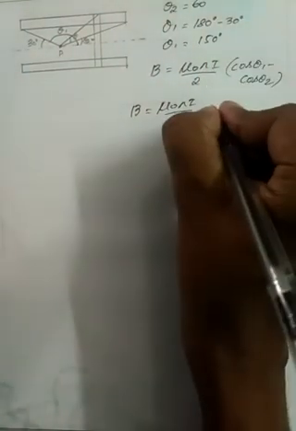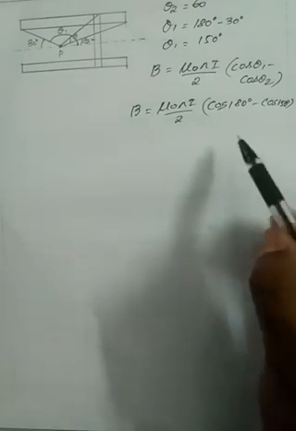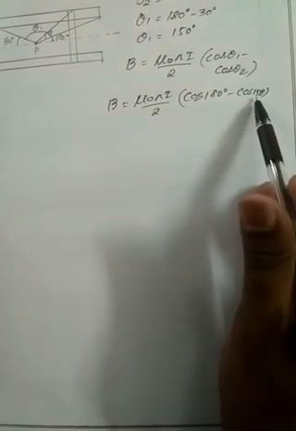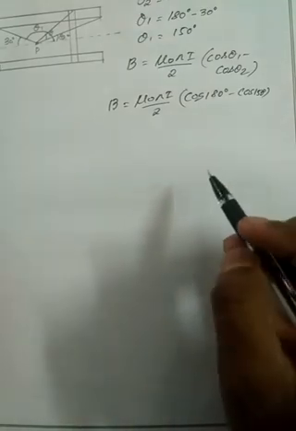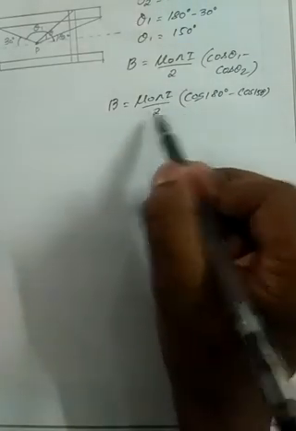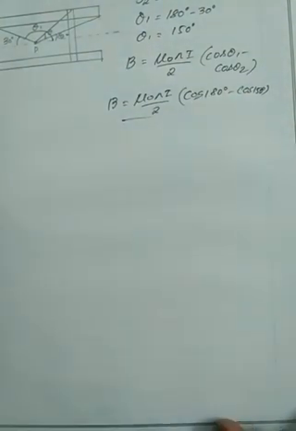So cos theta 1 is cos 180 degree minus cos 150 degree. So you substitute the value of cos 180, cos 150 and write the answer. Okay, here n value, I value, it is not given, so we can take it as it is. So this is our final answer.